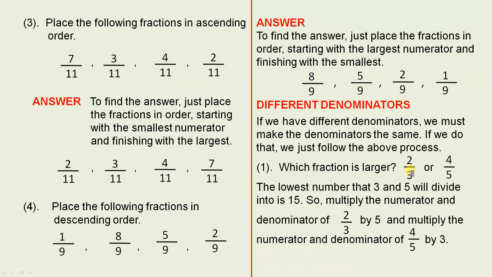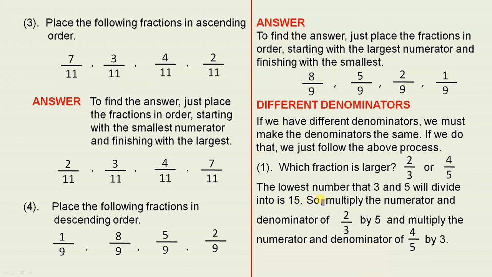Let's look at this example here, with two fractions. Which fraction is larger, 2/3 or 4/5? It's hard to tell because the denominators are different and we don't have a number line. This is what we do. The lowest number that 3 and 5 will divide into is 15. So the first thing you do is look at the two denominators and ask, what is the lowest number that they both will divide into? 15 is the lowest number.